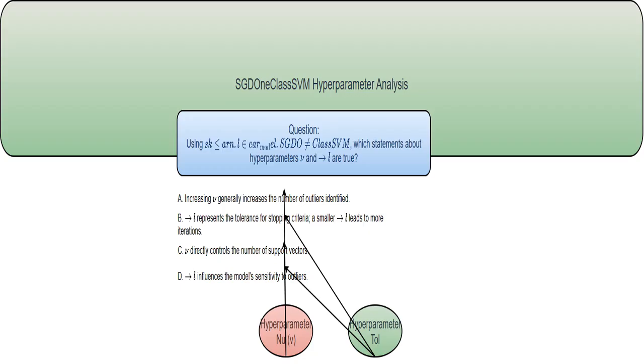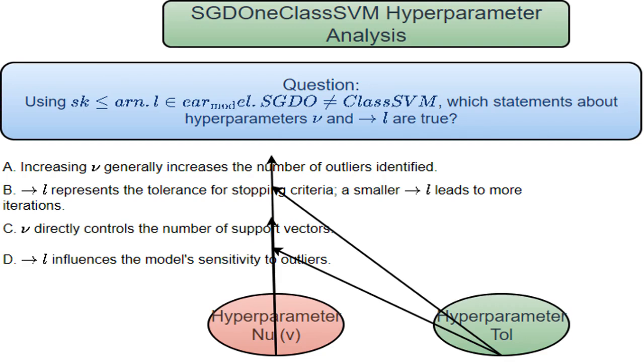This question asks about the effects of the hyperparameters NU and TOL in the SGDOneClassSVM model used for anomaly detection. The title simply states that this problem focuses on analyzing the two hyperparameters, NU and TOL, within the context of SGDOneClassSVM.